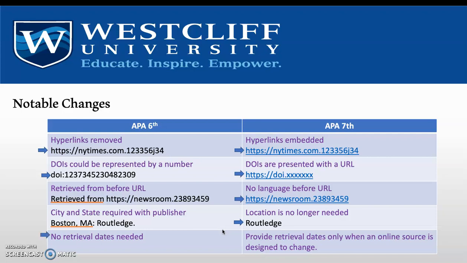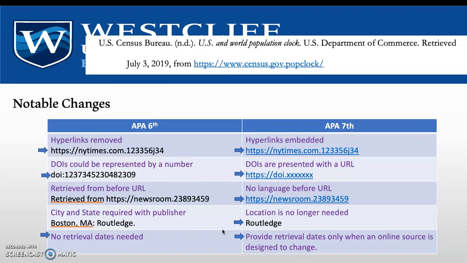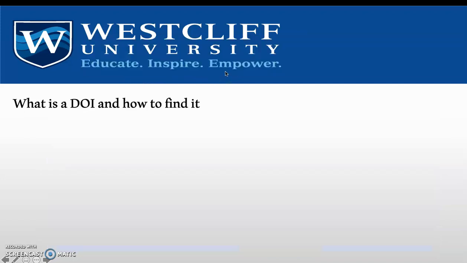And lastly, before we never used retrieval dates, but now we do use them, but only when an online source is designed to change. This is an example. If you were citing a world population clock, every time you logged into that website, that number would change because people are constantly being born. In situations like that, you would write "retrieved," the date, "from," and then add the link.